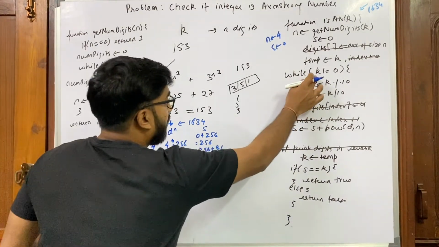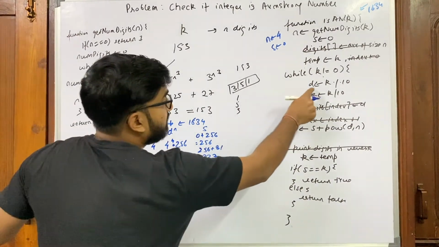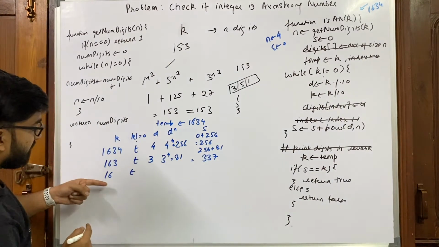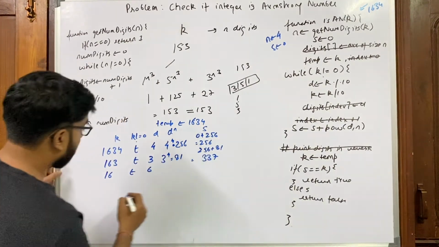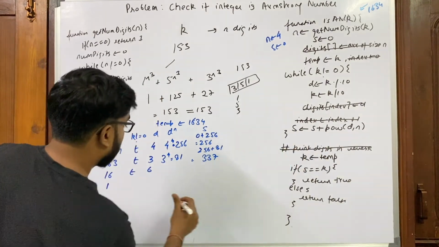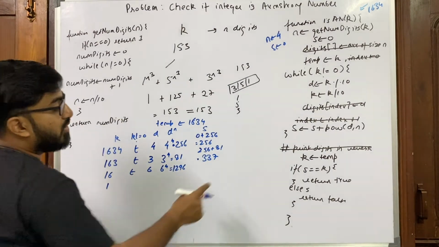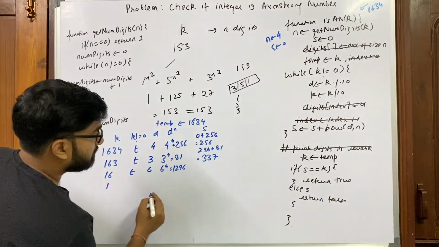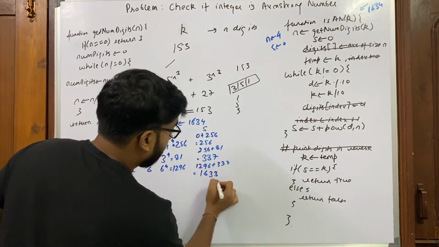You go back to check for while loop condition, k not equal to 0, 16 not equal to 0 is true. You do d is k percent 10, 16 percent 10 is going to give you 6, k is k by 10, 16 integer division by 10 is going to give you 1, d to the power n, 6 to the power 4 is going to give you 1296. You do s is s plus d to the power n. So 1296 plus 337, 1633.